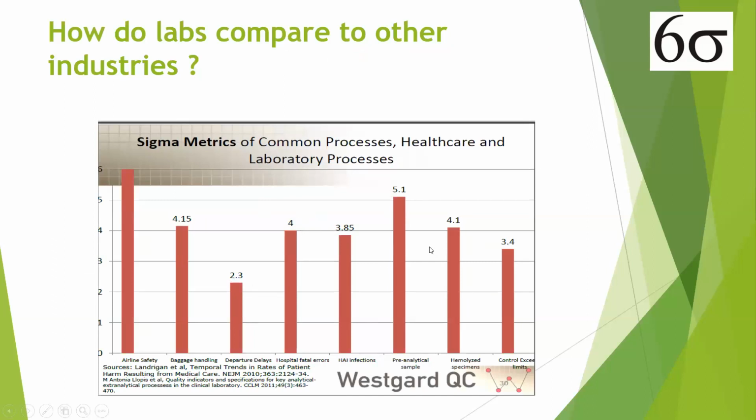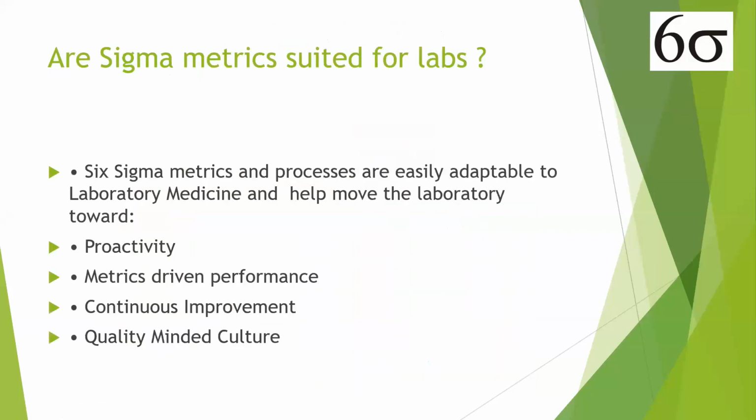Hospital fatal errors stand at about 4. Hospital acquired infections are about 3.85. Pre-analytical samples have a good rating of 5.1. Hemolyzed specimens are at 4.1, and controls exceeding limits are at 3.4. This data is from Westgard QC, so definitely we can give it a large amount of credibility for its accuracy.